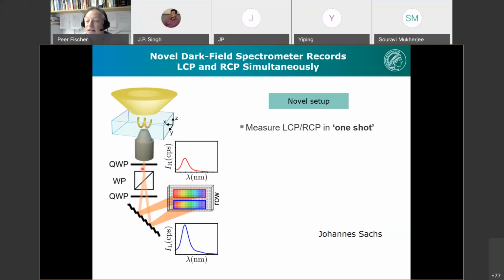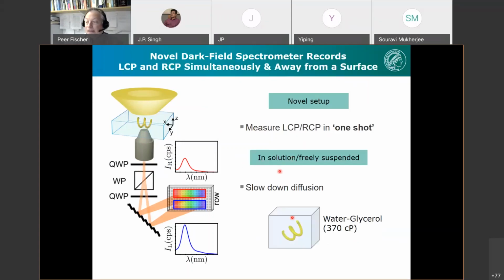And then we take the light, we split the two polarizations, left and right CP, and we simultaneously observe them on a detector, on a CCD detector, and then we can take the difference in one shot. We can then take the difference and we know what the intensity difference is. And the slow diffusion in solution is ensured.